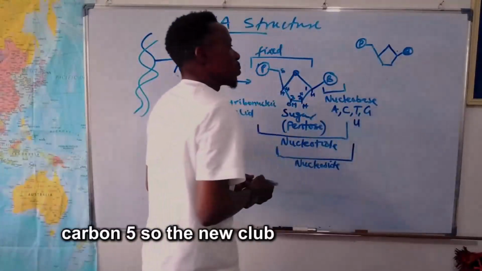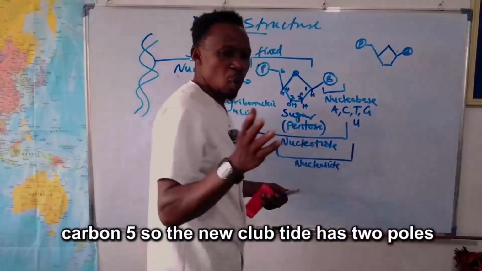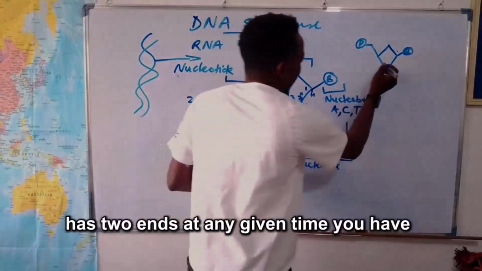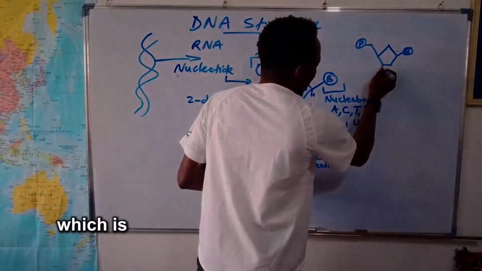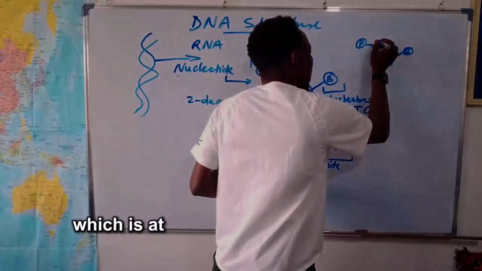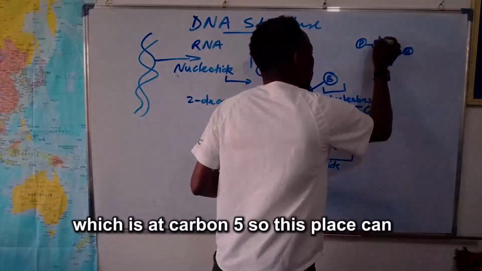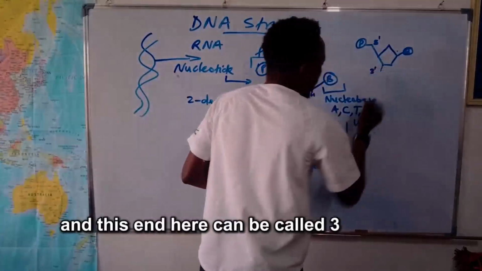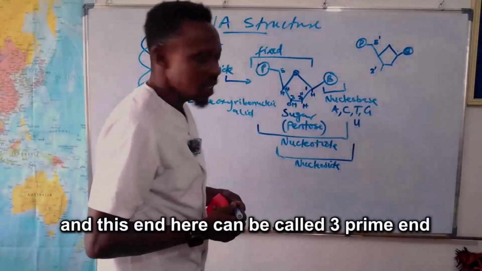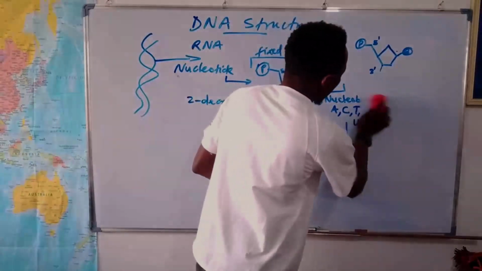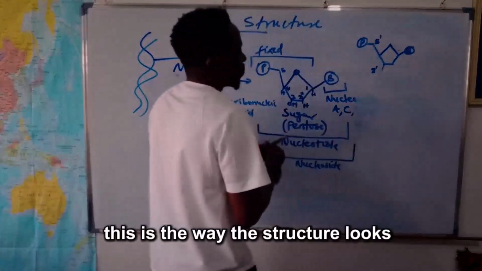So the nucleotide has two poles, has two ends at any given time. You have a free end here, which is at carbon 3, and then we have a free end here, which is at carbon 5. So this place can be called 5' end, and this end here can be called 3' end. So generally speaking, this is the way the structure looks.